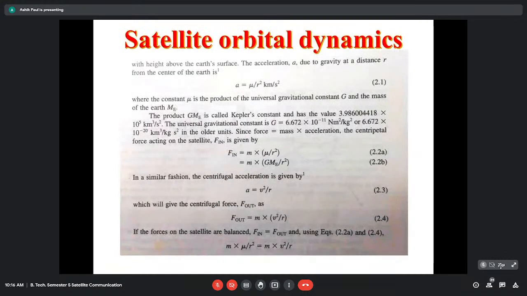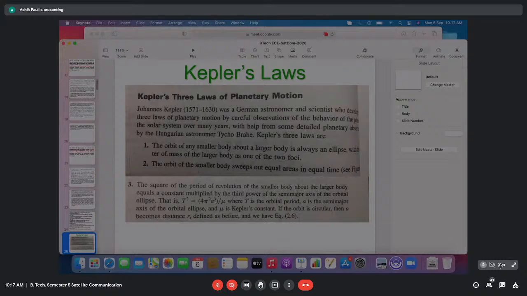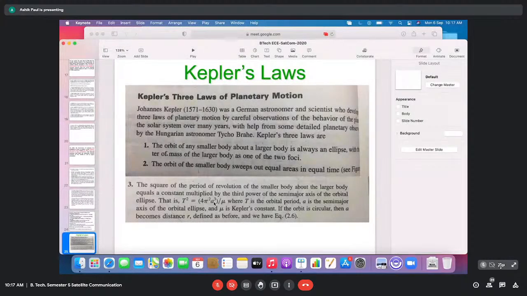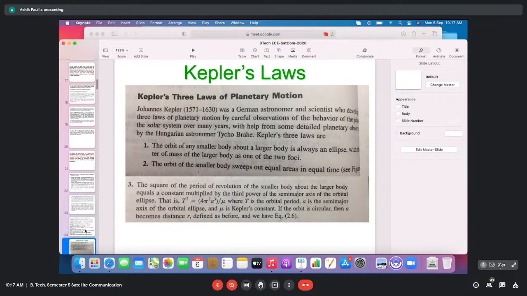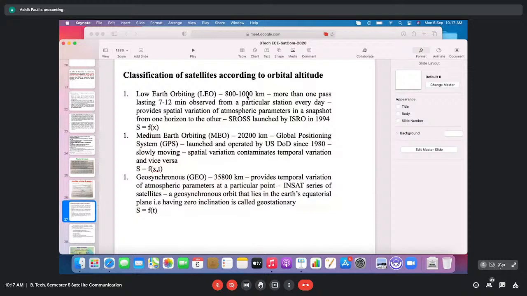But you have to keep in mind that the value of this A will be the addition of the orbital altitude plus the radius of the Earth. And the value of mu that we have already seen over here is nothing but 3.986 into 10 to the power 5 kilometer cube per second square. So with this knowledge, just calculate and tell me the value of the orbital period of a low Earth orbiting satellite. Please calculate and tell me the value.